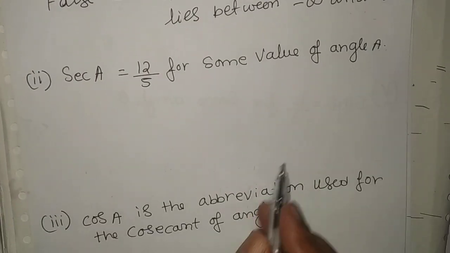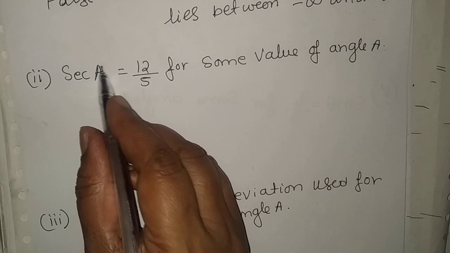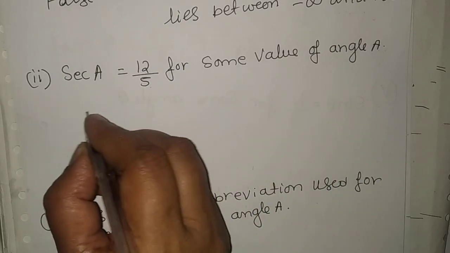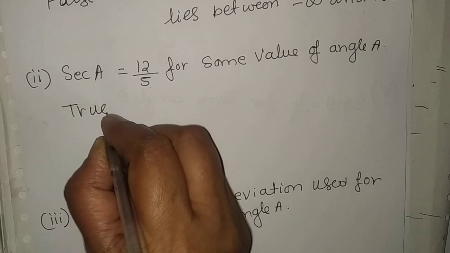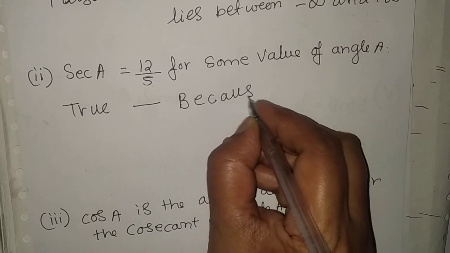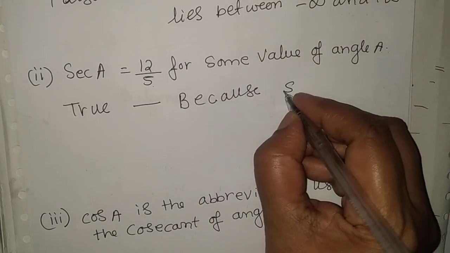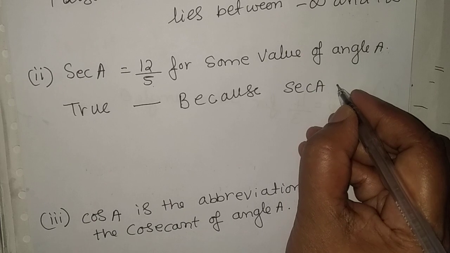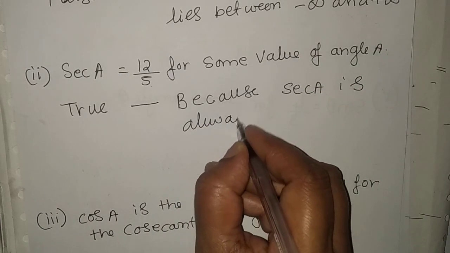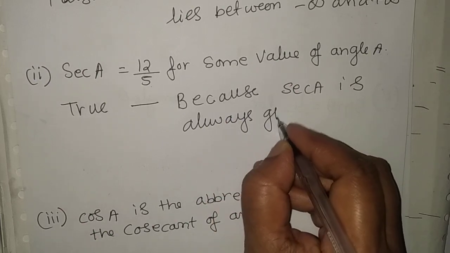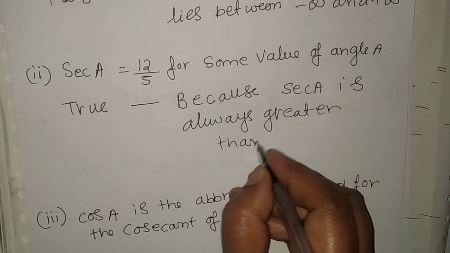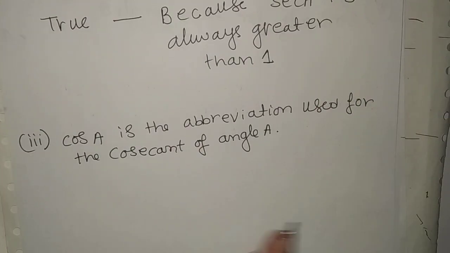This is the answer. Now the second one: secant A is equal to 12 by 5 for some value of angle A. This is true. The reason is that secant A is always greater than 1.